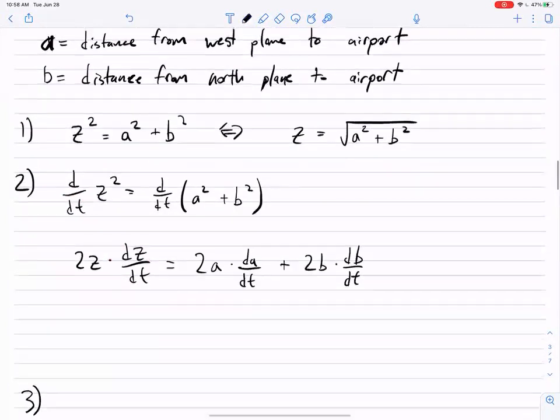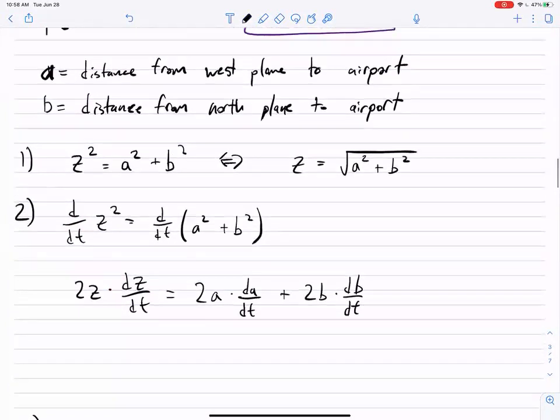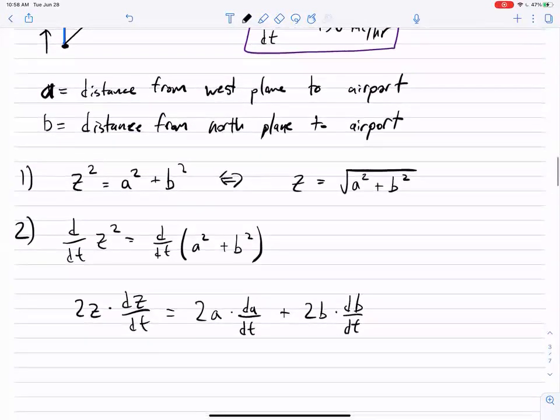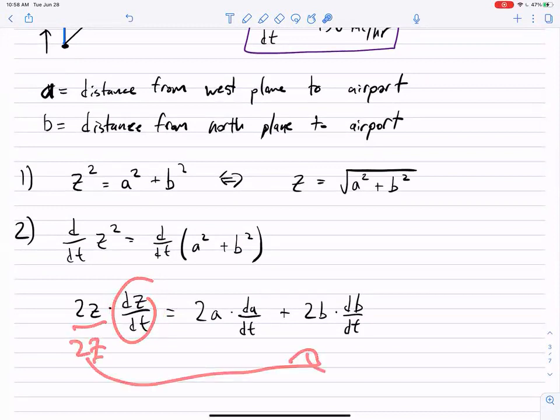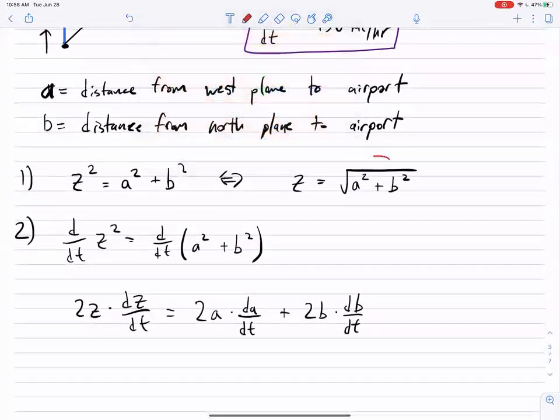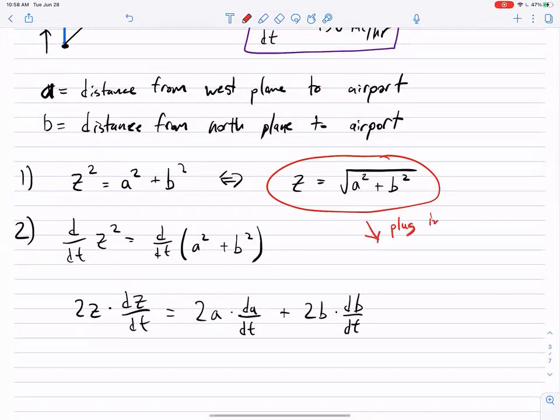All right, and now I think we're in a position to, so one thing we'll notice is that this is what we care about, right? And so we could solve for this by dividing by 2z and bringing it over to this side. But the important thing is that in order to get this quantity, we actually need to know what z is. And we have a relationship between z and a squared and b squared, or this one. And so using this equation right here, I'm going to plug in a equals 180.